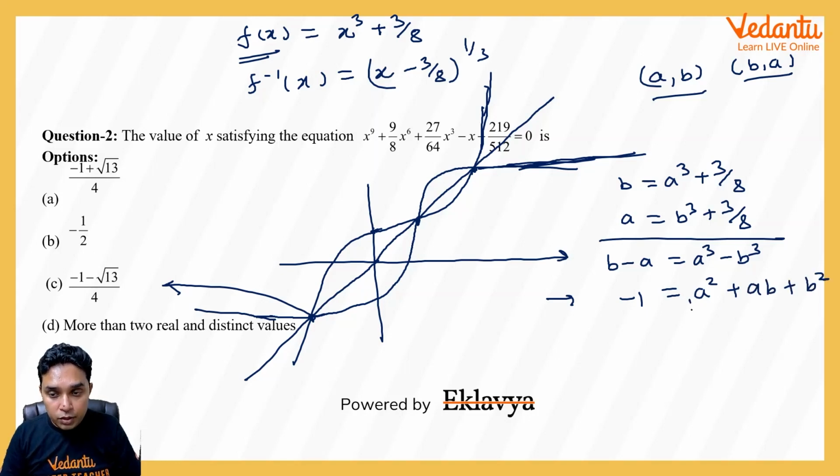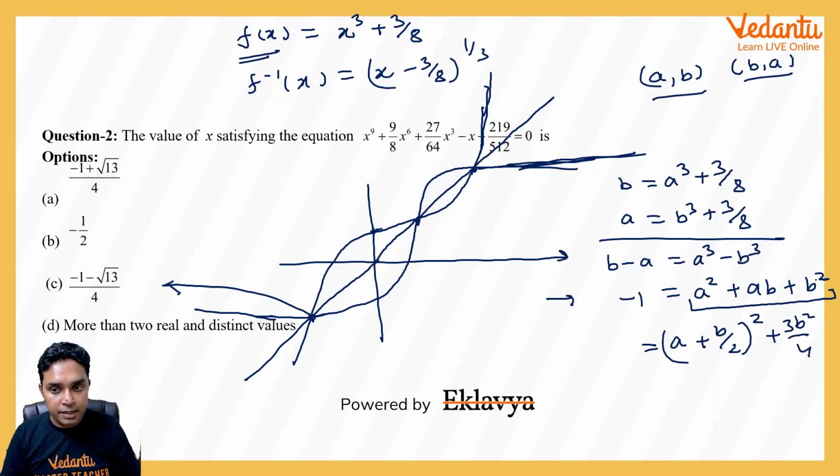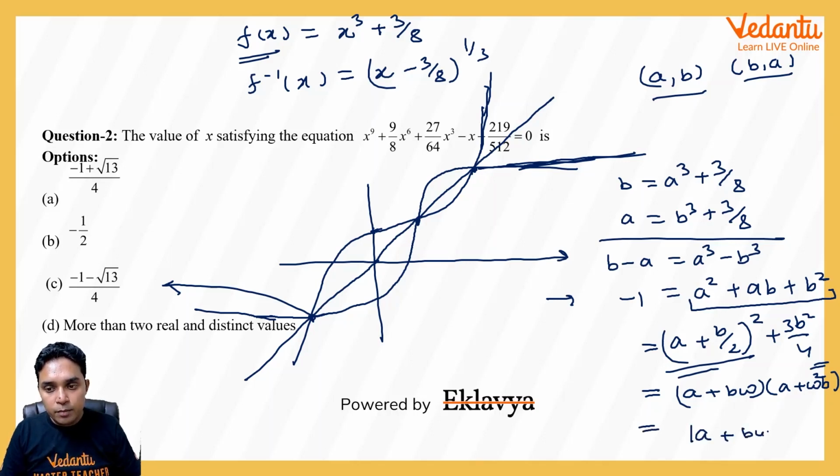But dear all, you must be knowing that this thing is always positive. Why is it always positive? You can think of 2 things. One is that you can write it as a plus b by 2 whole square plus 3b square by 4. So it is actually a sum of 2 perfect squares, so it cannot be equal to minus 1. Also, if you remember, this has 2 factors, a plus b omega and a plus omega square b, as omega and omega square are conjugates of each other, so it becomes the square of the mod of a plus b omega. So it cannot be minus 1.